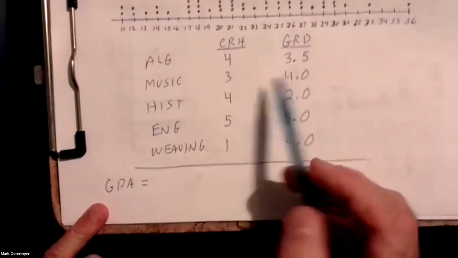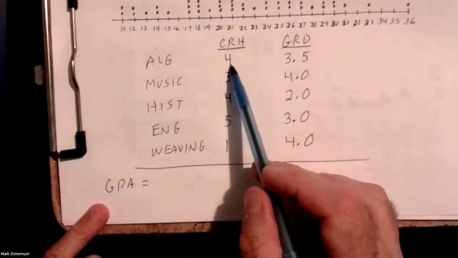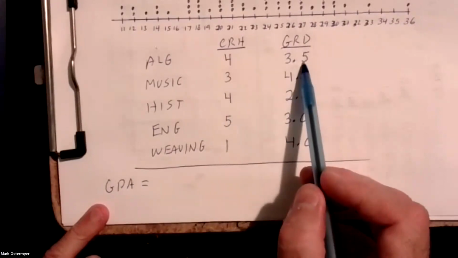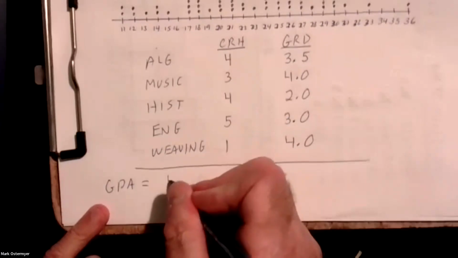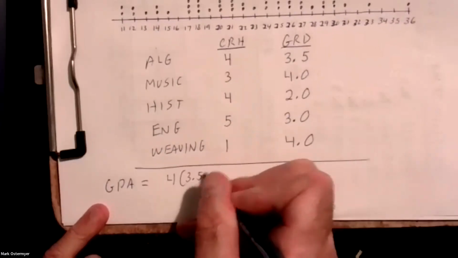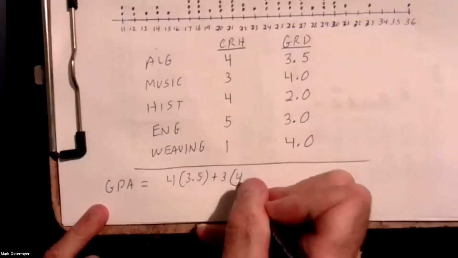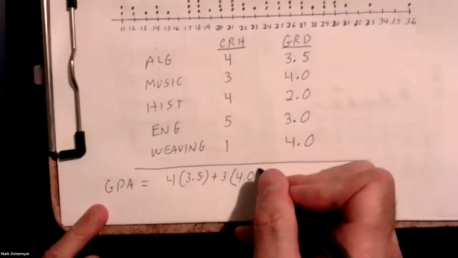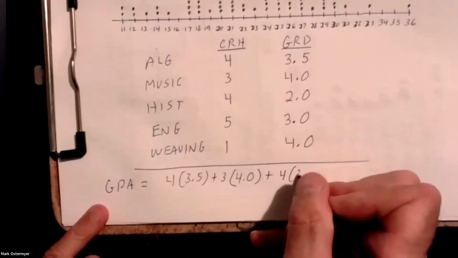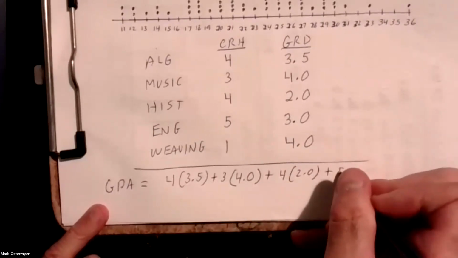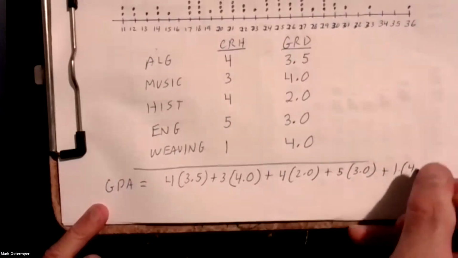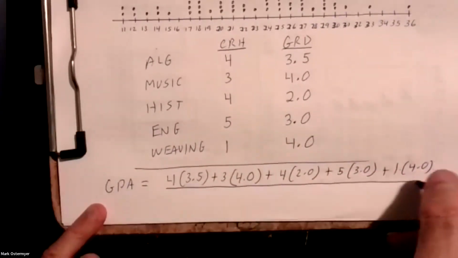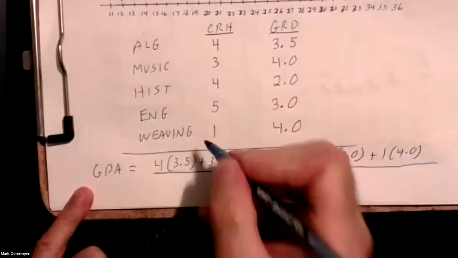Well, we're going to basically multiply the weights by the GPA attained, and then we're going to divide the sum of those products by the sum of all the credit hours. So we would take 4 times 3.5 plus 3 times 4.0. Again, the credit hours are the weights, plus 4 times 2.0, plus 5 times 3.0, plus 1 times 4.0. And we're going to divide this by the sum of the credit hours.